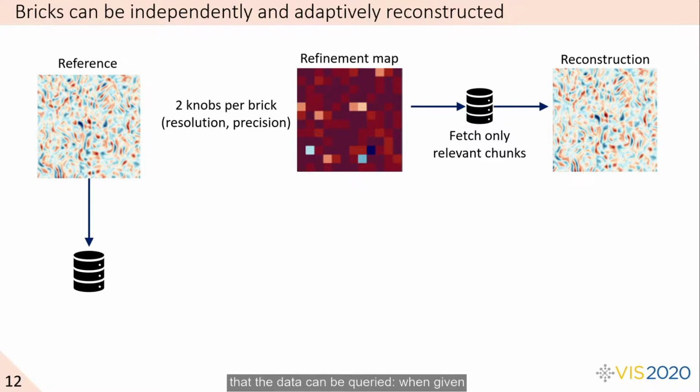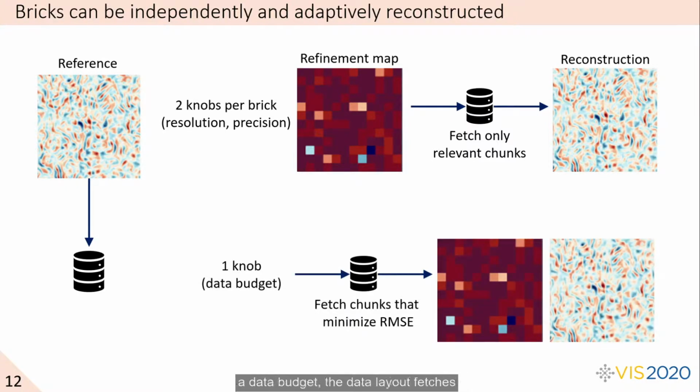There is another way that the data can be queried. When given a data budget, the data layout fetches chunks that minimize the root mean square error over the whole field and returns an approximation where each brick can be differently refined in resolution and precision, depending on the actual data. We can do this because in the wavelet domain there is a natural ordering of bits that minimizes the RMSE in a data agnostic way.